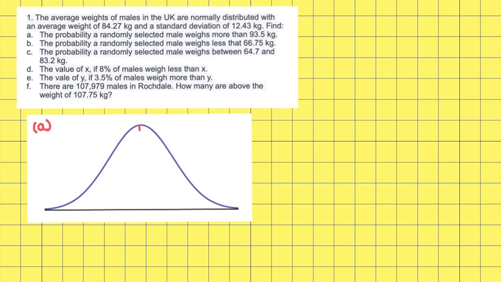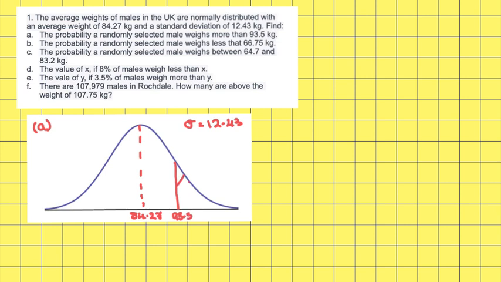I know that my mean is 84.27. I know that my standard deviation is 12.43. And I want the probability a selected male weighs more than 93.5. Well, I know that 93.5 is up here.